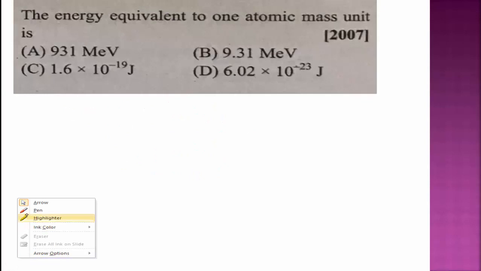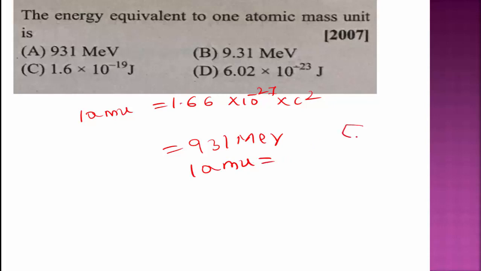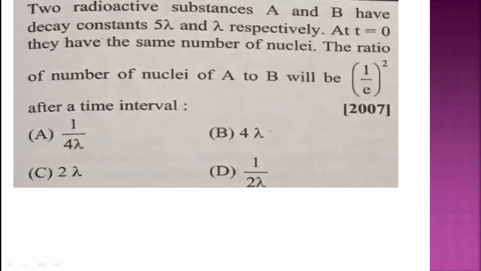And the next problem is the energy equivalent to 1 atomic mass unit. 1 atomic mass unit means 1 by 12th of the actual mass of one atom of carbon. Here 1 atomic mass unit is equal to 1.66 into 10 to the power of minus 27 into c square. It is equal to 931 mega electron volt. Already we have studied in your theory classes, using Einstein's mass energy relation E equal to mc square, 1 atomic mass unit is equal to 931 mega electron volt. Option A is the right answer.